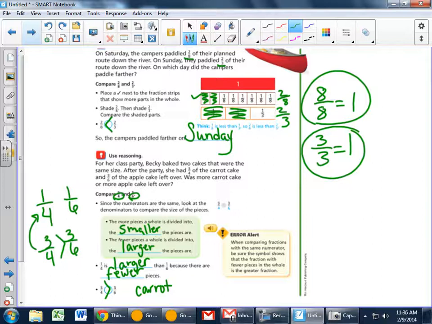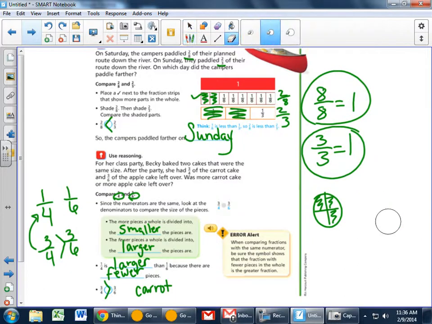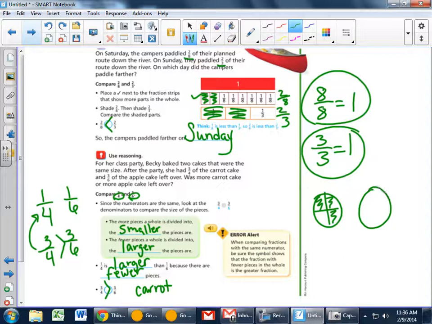If you're not quite sure of that, you could draw those and cut the first one into 4ths and color 3 of the pieces. And then cut your second one into 6ths and color 3 of them. I'm going to cut it into 6ths, a little bit better, still not quite even. And then compare them. You'll see that this one is bigger.